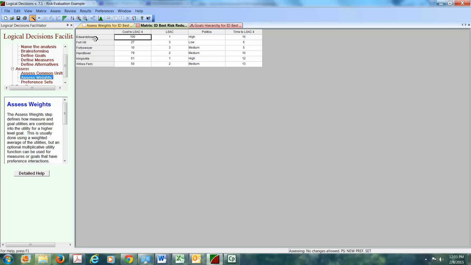So I have a levee here, Edwardstown. It would cost $100 million to get it to an LSAC 4. It's currently an LSAC 1. It has high political interest, and it would take 15 years to get to an LSAC 4.